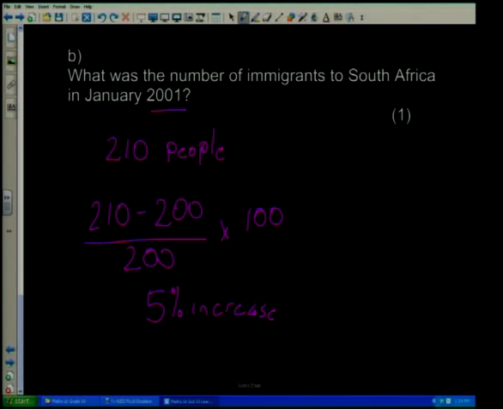Now, when you're only dealing with 10 people, that doesn't seem like a lot. But in actual fact, if I say to you that it increased by 5%, that seems like a whole lot more than just the 10 people. Okay, let's move on to our next question.